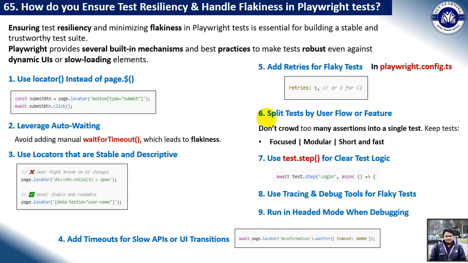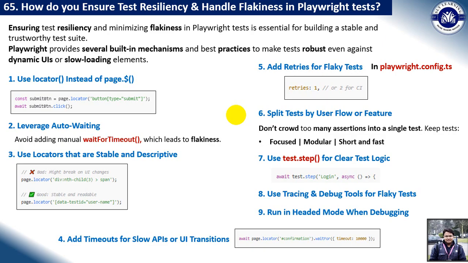how can you ensure test resiliency and handle flakiness in Playwright tests? Okay, to ensure the test is resilient means the test is reliable in our terms, and minimizing flakiness means minimizing the frequent failure of the test case, right? What do we require? Playwright provides certain built-in mechanisms and best practices to make tests robust even against dynamic UI or slow loading elements.